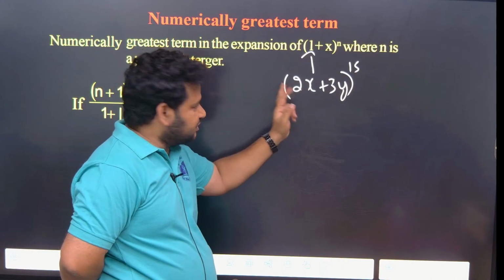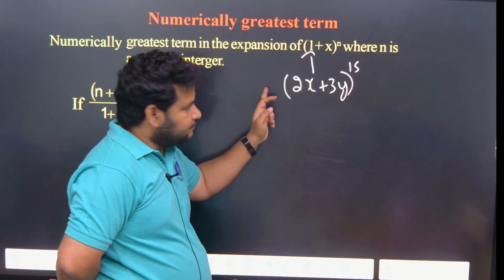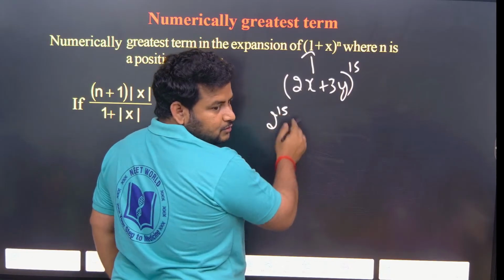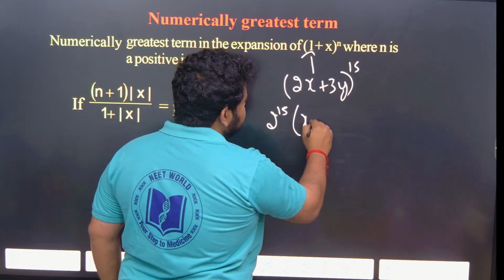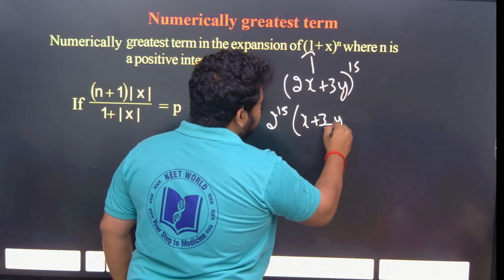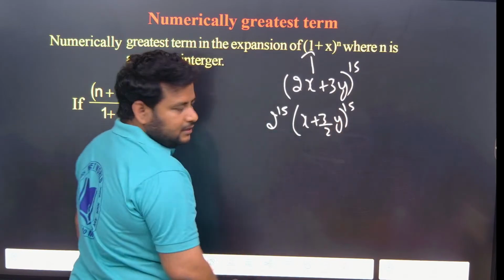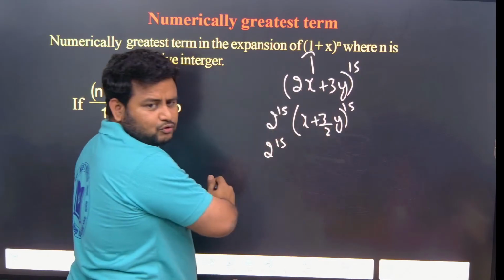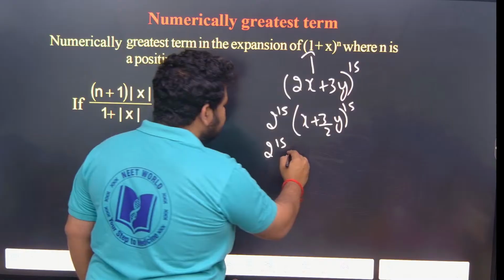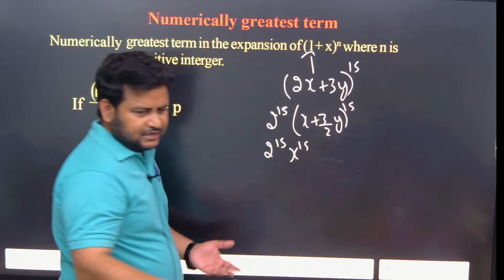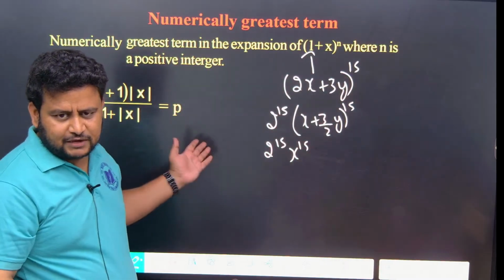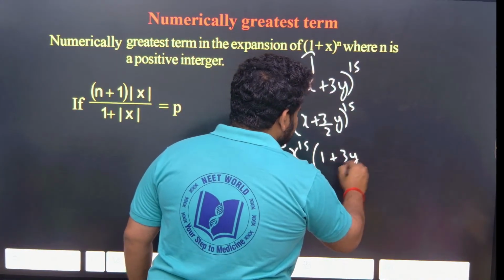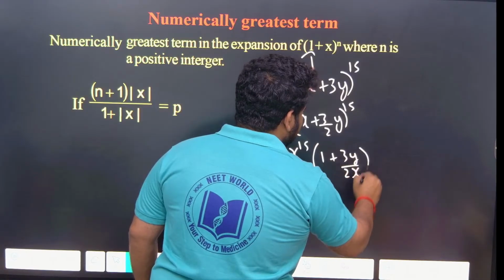What should I do first? I should remove 2 outside. If I remove 2 outside, this will become 2 power 15 into (x plus 3 by 2y) to the power of 15. Now here x is there, so this x also I will remove. This will become x power 15. Just like how we have done in integration, the highest power we remove. So this becomes x power 15 into (1 plus 3y by 2x) to the power of 15.